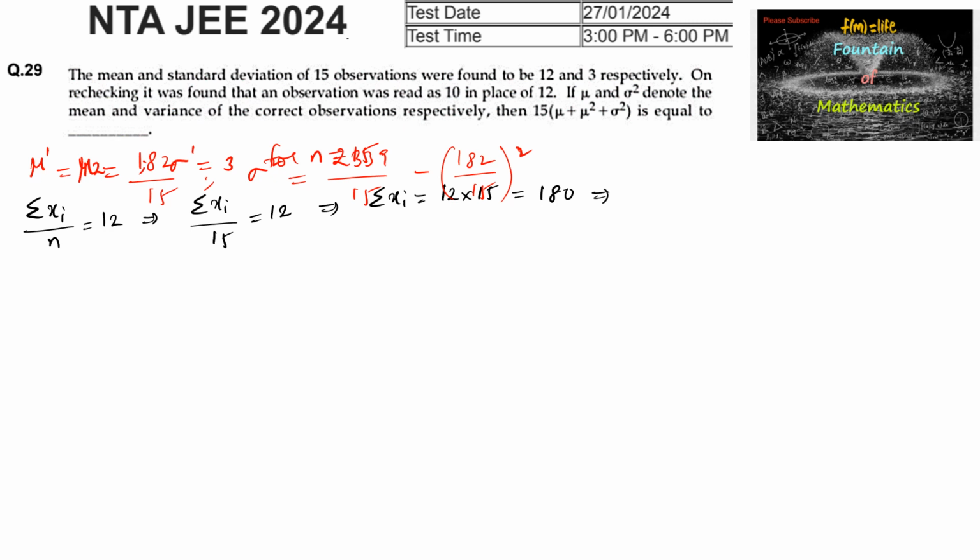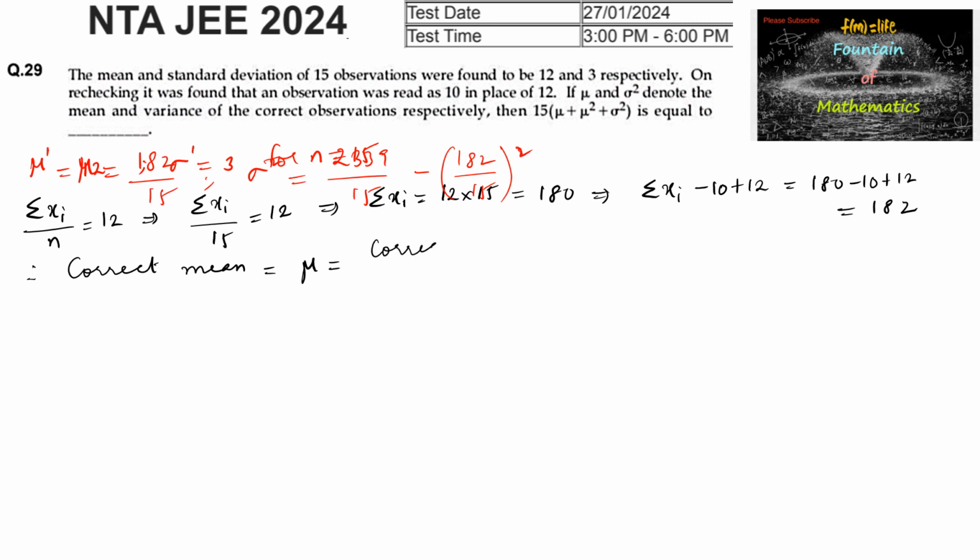From the summation, we have to subtract, since 10 is a wrong observation and 12 is a correct observation. So we need to subtract 10 and add 12, which is 180 minus 10 plus 12, that is 182. Therefore, the correct mean mu is equal to the correct sum divided by the total number, that is 182 divided by 15.